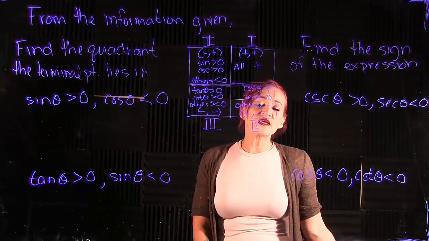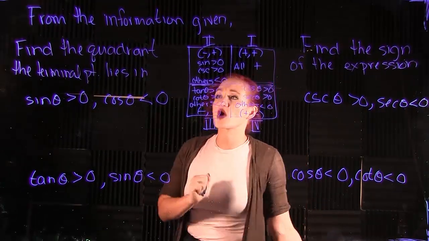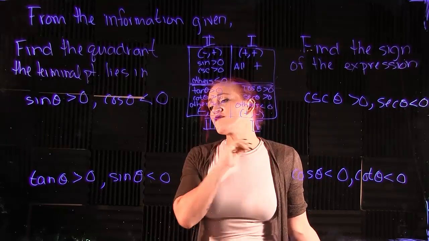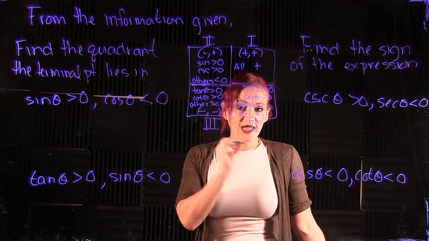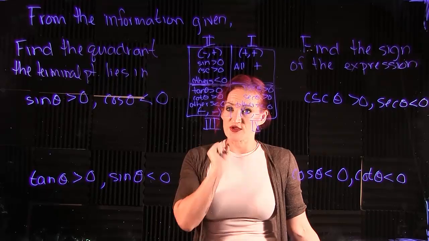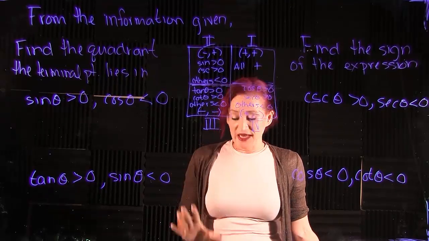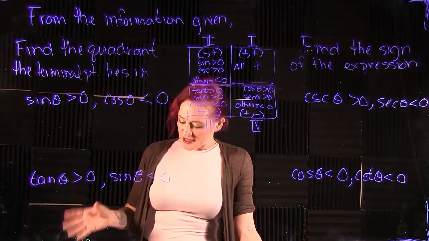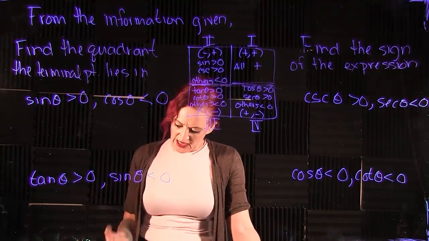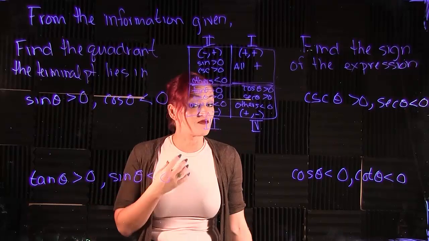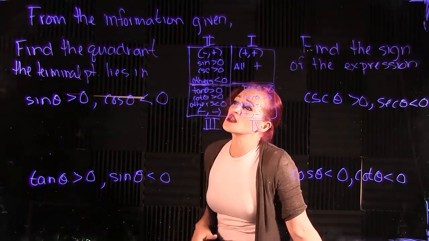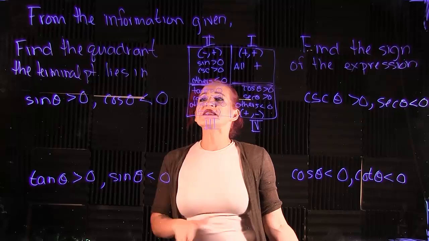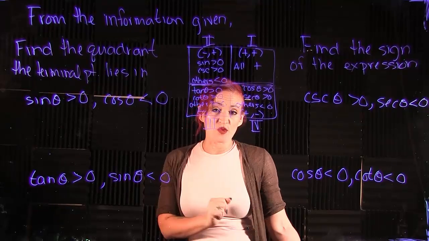So for this video, we're going to look at two different trig concepts. First, based off information that you are given, can we figure out what quadrant the terminal point lies in? And then also, given a trig expression, can you tell me the sign of that terminal point? So we're first going to look at, given some information, let's find the quadrant that the terminal point lies in.